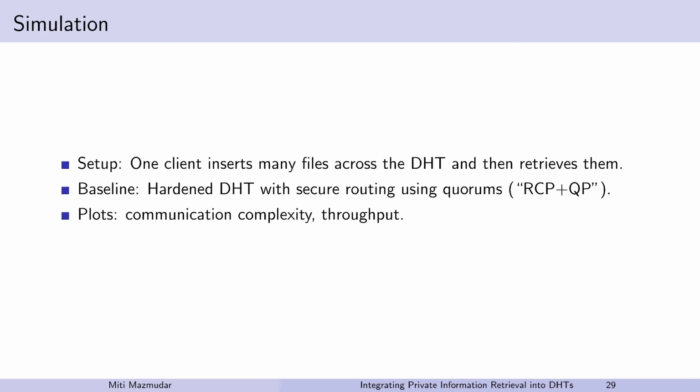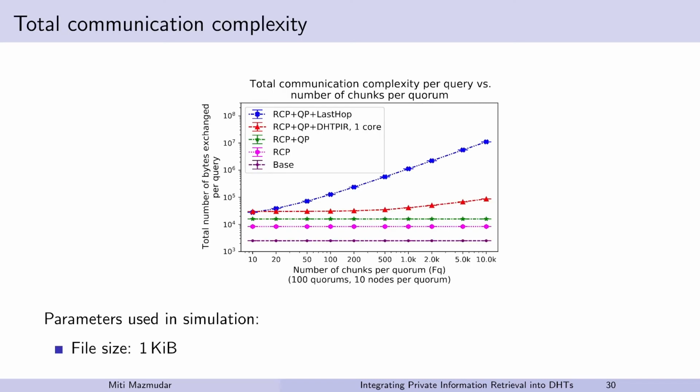For this talk, I'll focus on scalability as more blocks are stored in the DHT. We simulate one node inserting many files into each system and then retrieving them. We focus on the performance of our private file retrieval algorithm. So we plot the total communication complexity for our simulated systems as the number of files per quorum increases. The total complexity includes the size of all messages in both the file retrieval requests and responses. We note the log scale on both axes.